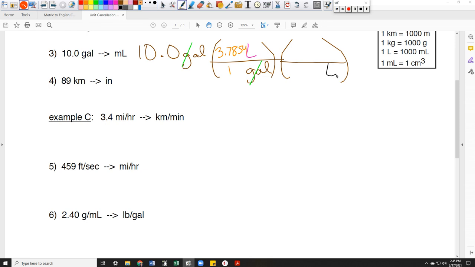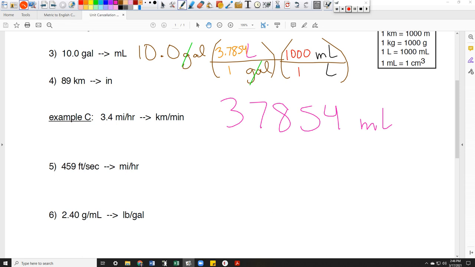Okay. Now, can I go from liters to milliliters? This is one of those relationships I'm asking you to know. In 1 liter, how many milliliters are there? There are 1,000. So in your calculator, what are you going to do with all of those numbers? Multiply. So 1 times 3.7854 times 1,000 equals this number right here, 3,785.4 milliliters. Now, that's your calculator number.